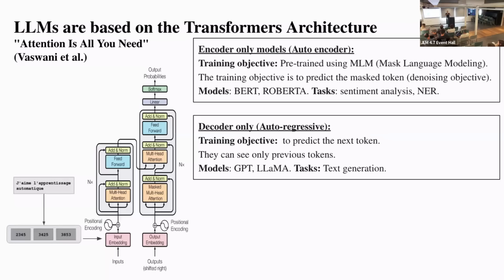Because if we show them the tokens from the future and this is the task, there will be no learning. That's why we need to hide the future tokens in training.